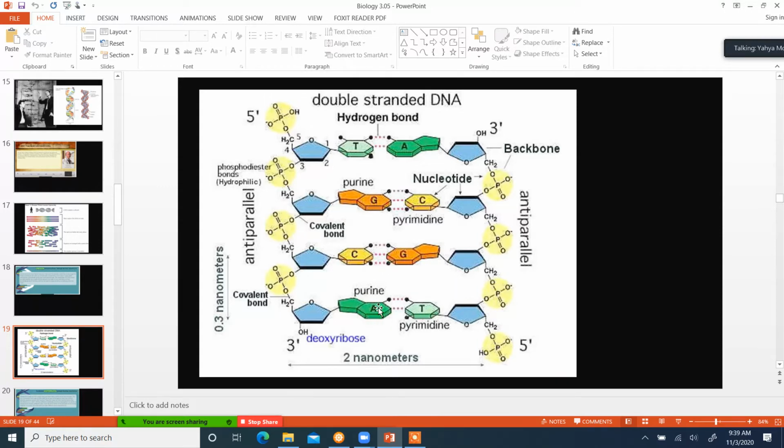We're going to talk about RNA a little bit later. So in DNA, you have these bases: A, C, G, and T. Okay, just to clear up.